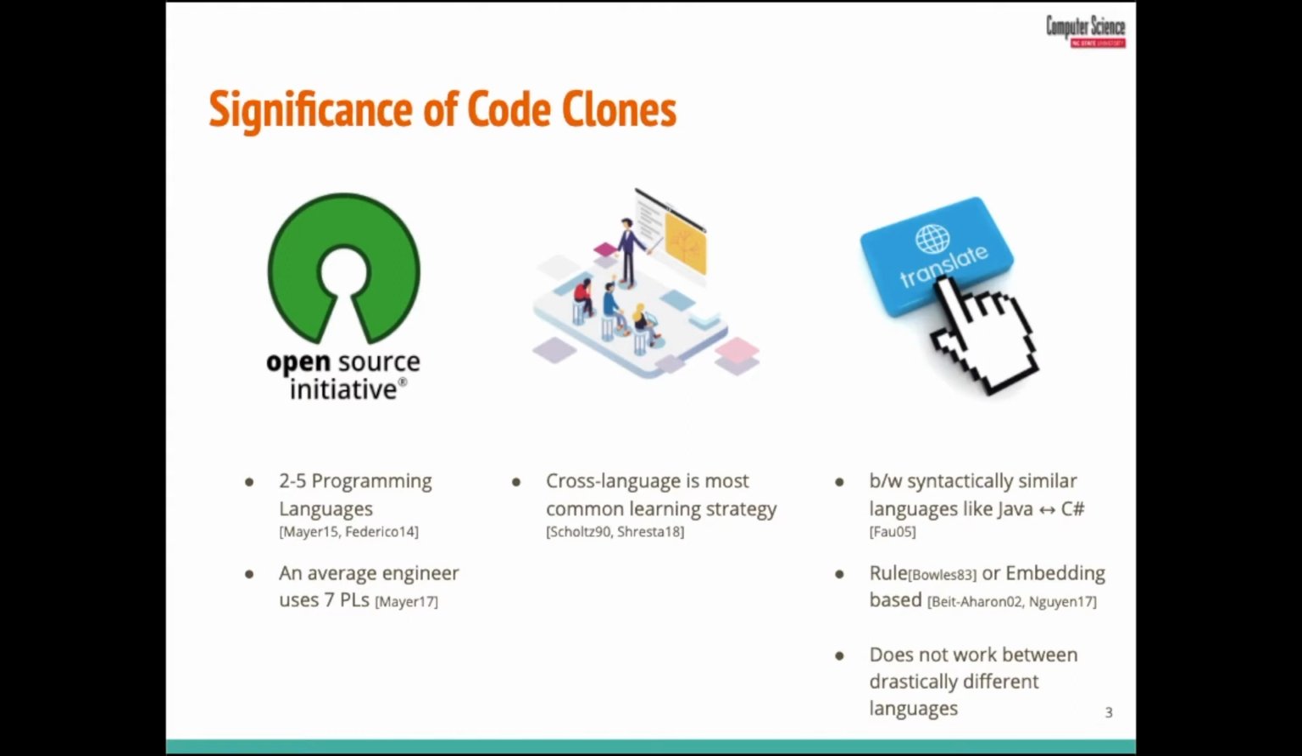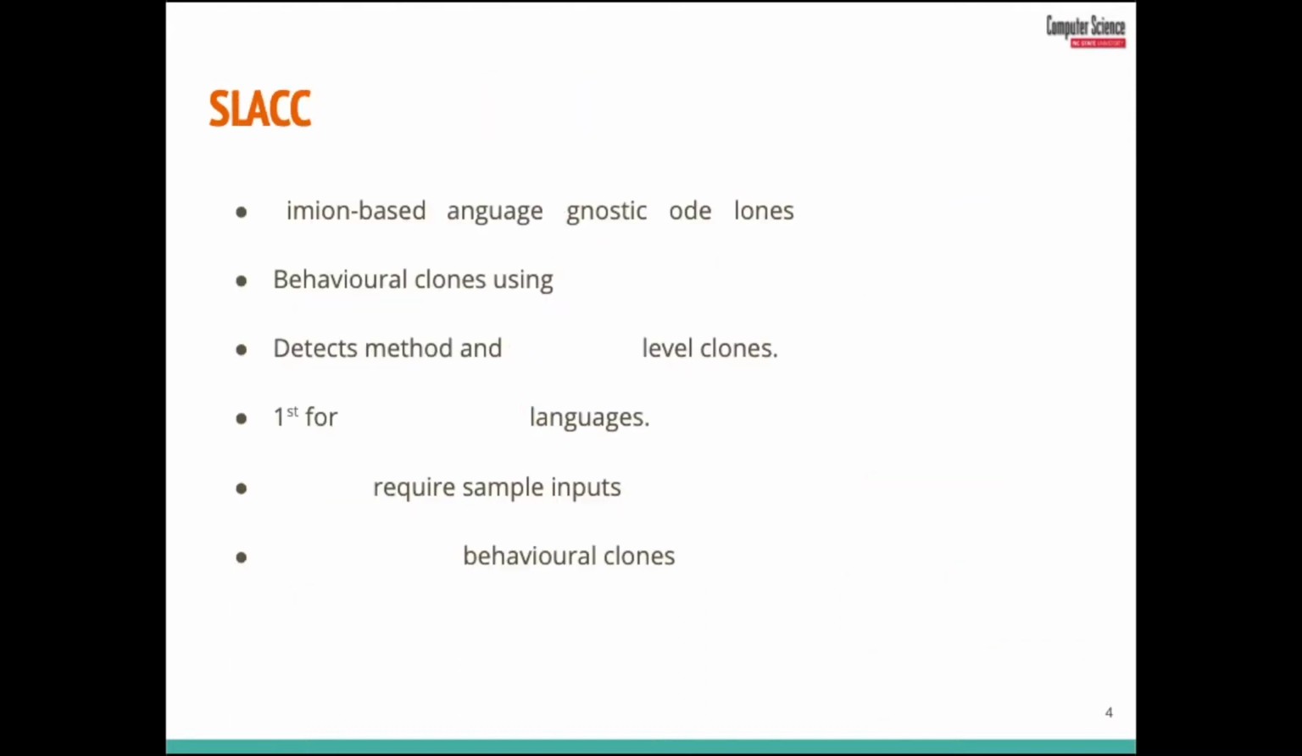Traditional code clone detection is limited to syntactic behavior and between similar languages like Java and C#. They are either based on a predefined set of rules or an underlying embedding scheme like a vector representation. As a result, they cannot be applied to languages that are drastically different to each other.